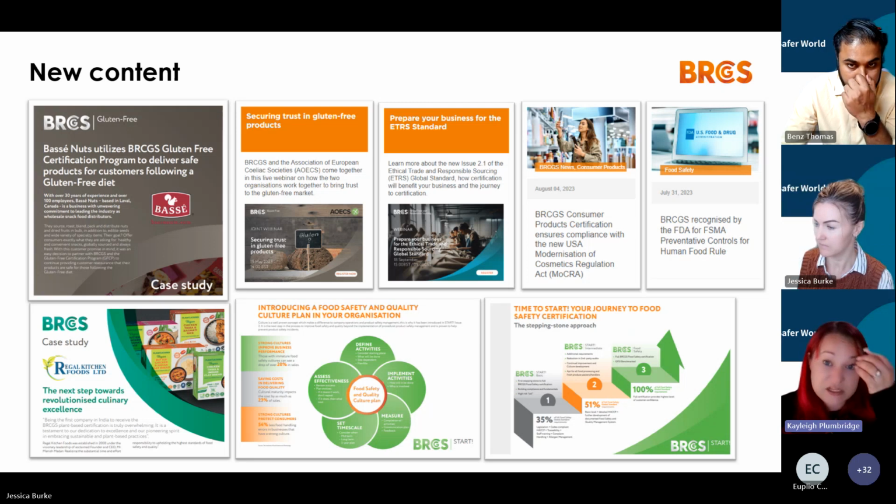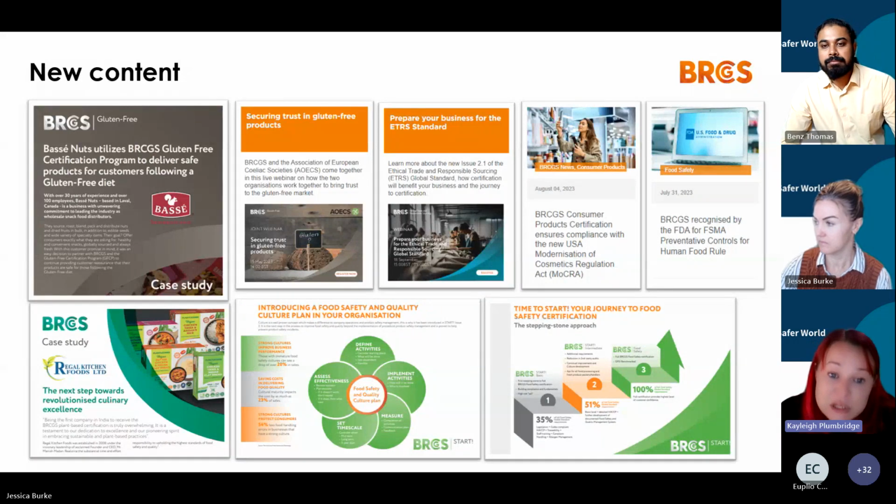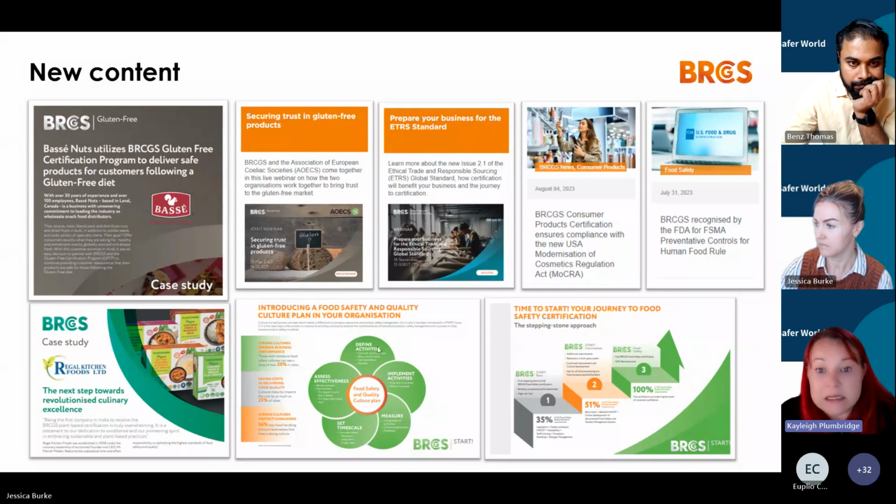Lastly, bottom, centre and right, you'll see we've got two new infographics there. These were developed for the START programme, and they're to support START transitioning sites. One explains how to introduce the concept of culture and a culture plan for the START sites. And the other illustrates how the START programme is a stepping stone to full food safety certification, and it shows what requirements are covered at each step.